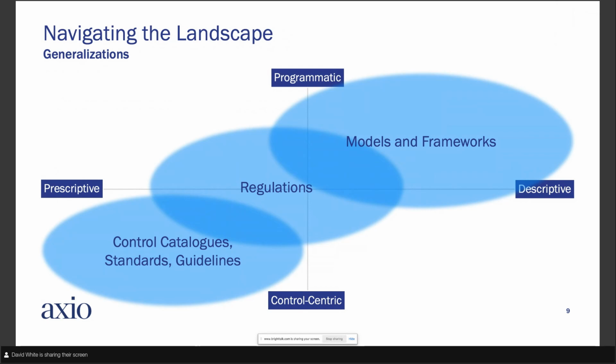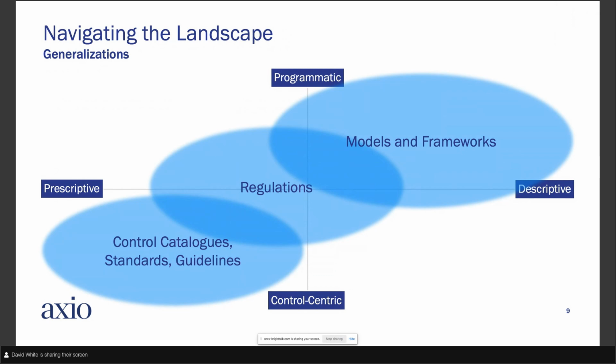And if you choose a prescriptive model or framework, then I would say be sure to choose one that's being kept up to date, because the more prescriptive something is, the more it may need to change as the threat landscape and technology landscape changes. And then the north-south axis is a programmatic versus control-centric view.